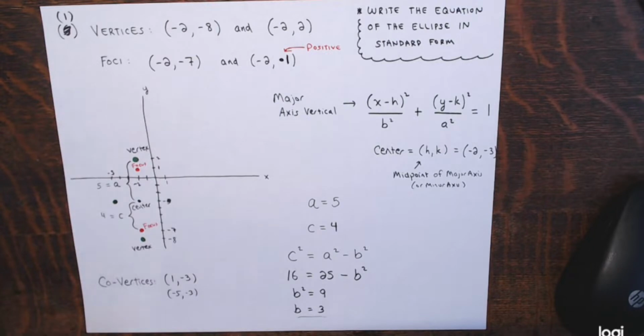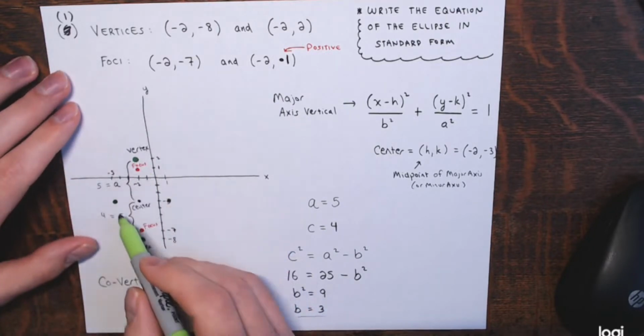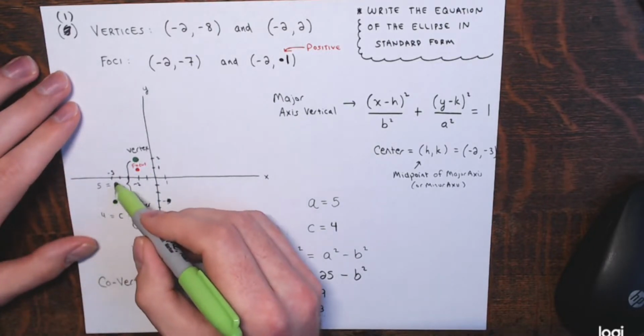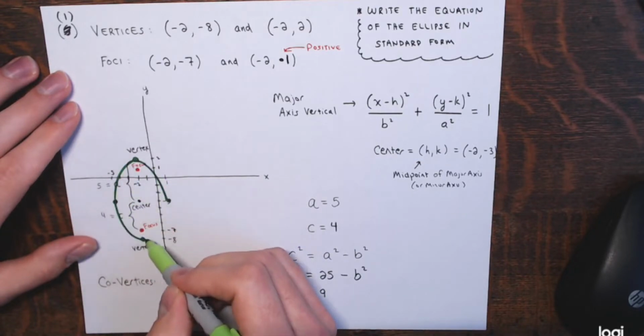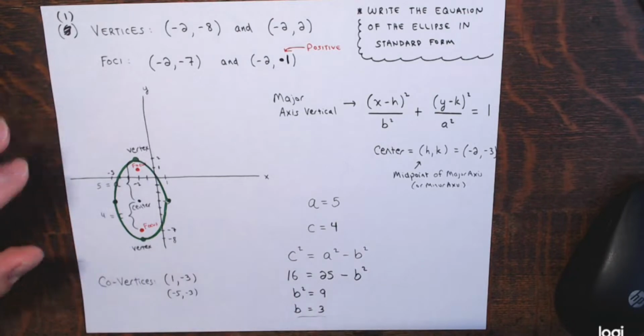And then once you have the vertices and the co-vertices, you should be able to make a rough sketch of the graph of the ellipse. Right, this oval shape. All right, something like that.